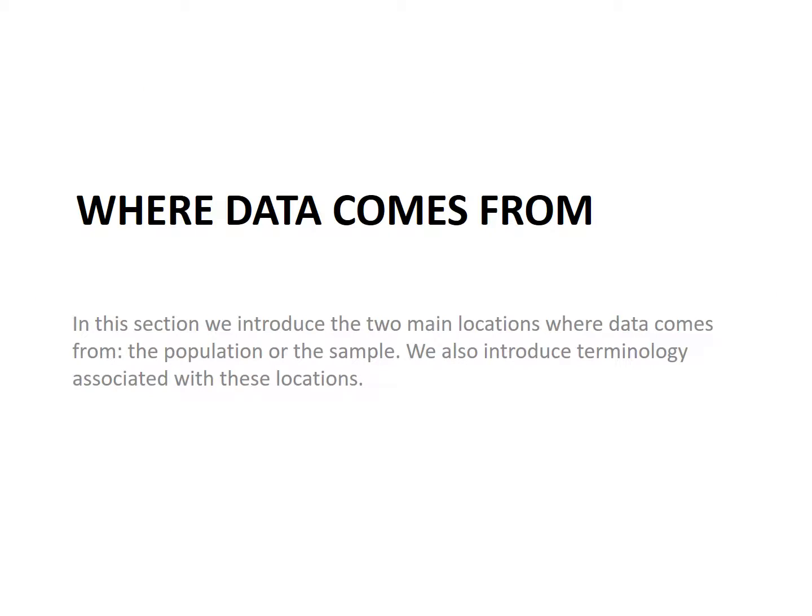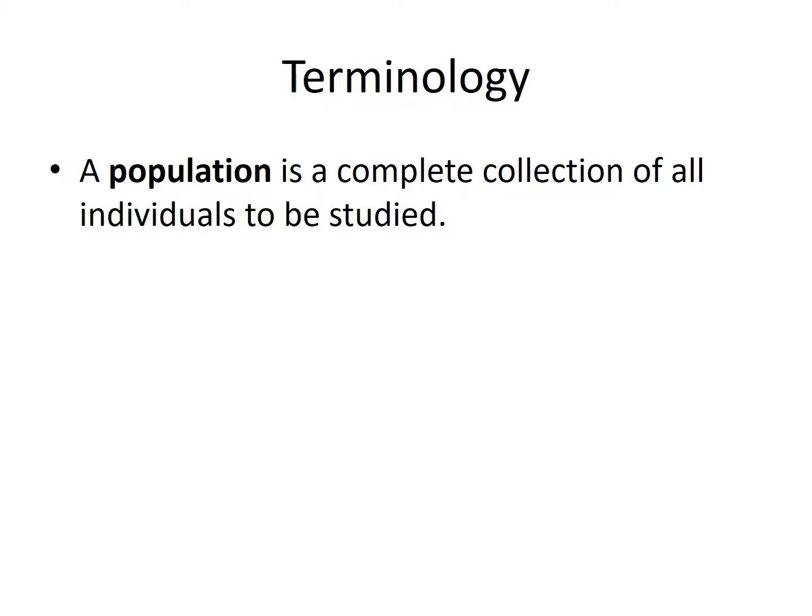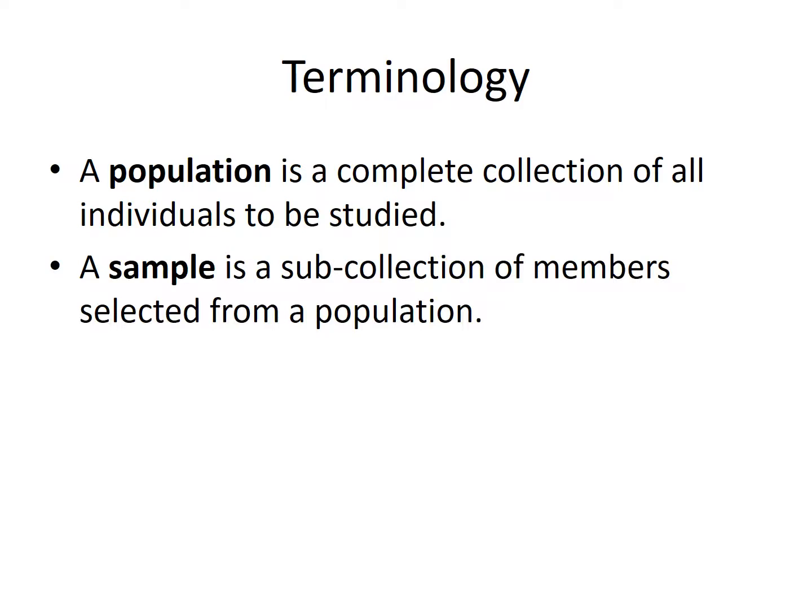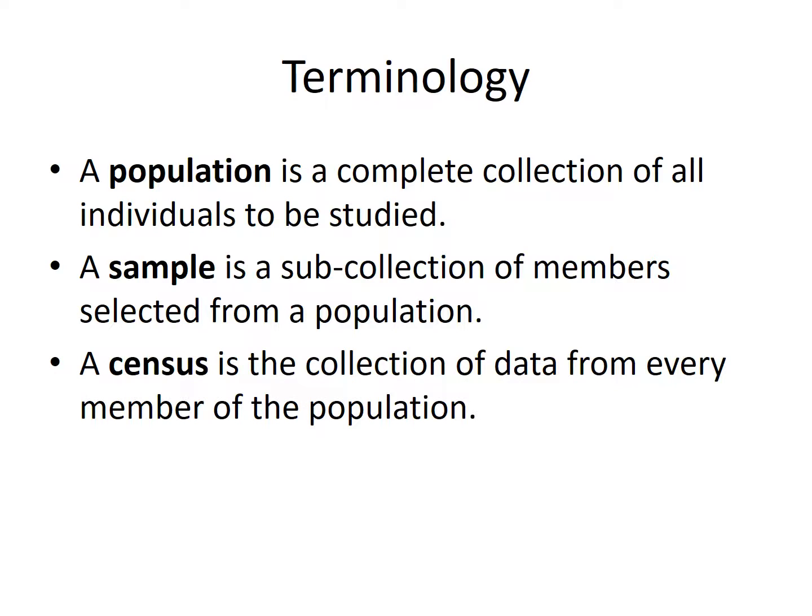Where data comes from. In this section, we introduce the two main locations where data comes from, the population or the sample. We also include some terminology associated with these locations. So here's some terminology. A population is a complete collection of all individuals to be studied. A sample is a sub-collection of members selected from a population. A census is the collection of data from every member of the population.